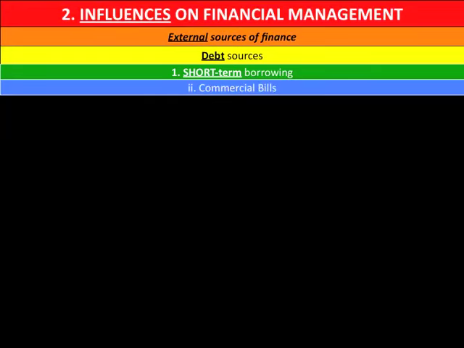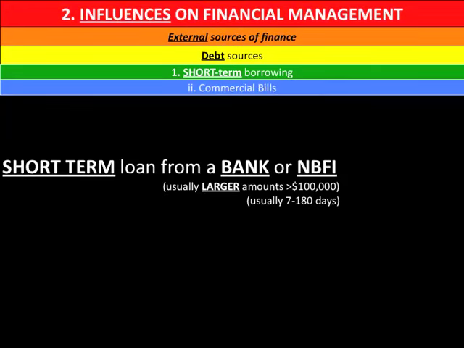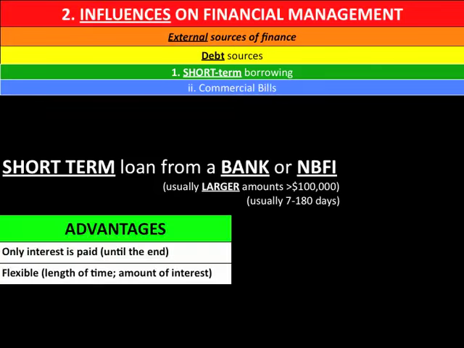The second type is a commercial bill, which is a short-term loan, usually for larger amounts, right? So more than $100,000, and it's usually 7 to 180 days, so 6 months. So the short-term loan from a bank or non-bank financial institution, just write NBFI if you really want to. It makes you sound smarter anyway. The good thing to know is that only the interest is paid until the end.